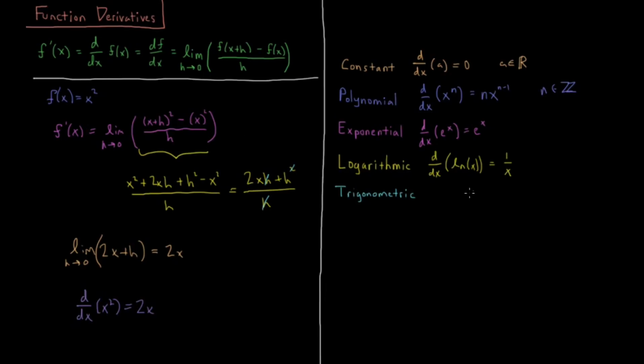All right, for logarithmic functions, the derivative of the natural log of x conveniently is going to be 1 over x. So again, that's nice because the derivative of the natural log of x is 1 over x. Pretty simple function to take care of.